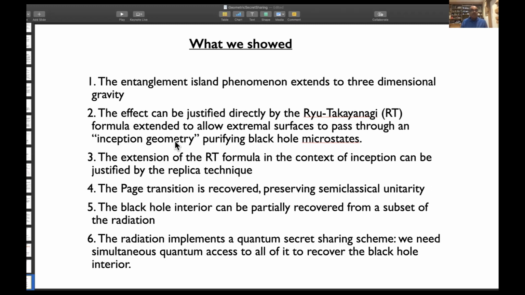several things obtain. First is that the Page transition is recovered, thus preserving semi-classical unitarity. Second thing is that the black hole interior can be partially recovered from a subset of the radiation. And third, we showed that the radiation seems to implement a quantum secret sharing scheme whereby you need simultaneous quantum access to all of it to recover the black hole interior. Great, I'll stop there.